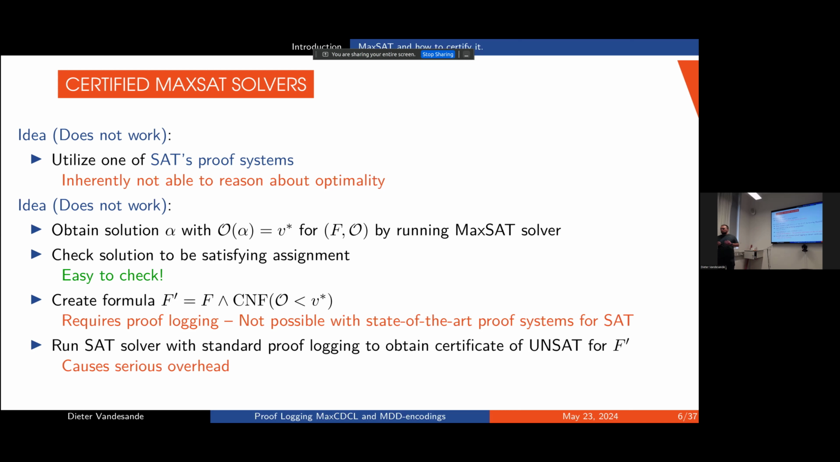Let's say that would work. Let's say we would find a way to proof log this, or we would trust the implementation of the CNF encoding. We would still be running the SAT solver with standard proof logging. So this extra call to a SAT solver will cause extra search to be done, which might already have been done by the MaxSAT solver in the first step. So that's a bit annoying, as this gives extra time necessary to create a proof. And even more importantly, this only proves that the answer is correct, not that the solver actually found it by reasoning correctly.